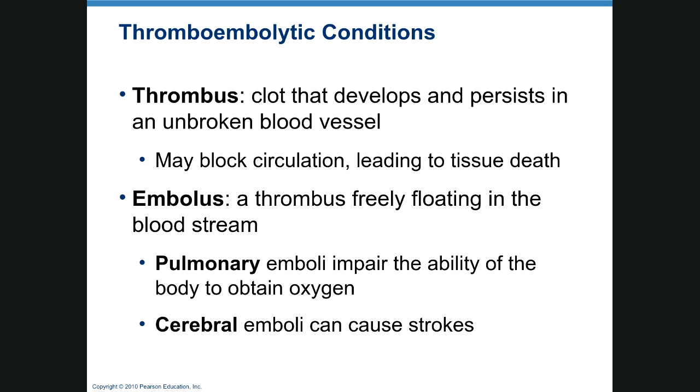A thrombus is a clot that develops and persists in an unbroken vessel. It can block circulation and cause tissue death in the individual. An embolus is a thrombus that broke loose and floated away. And they can be from the arterial side or they can be from the venous side. Pulmonary emboli generally come from the venous side.